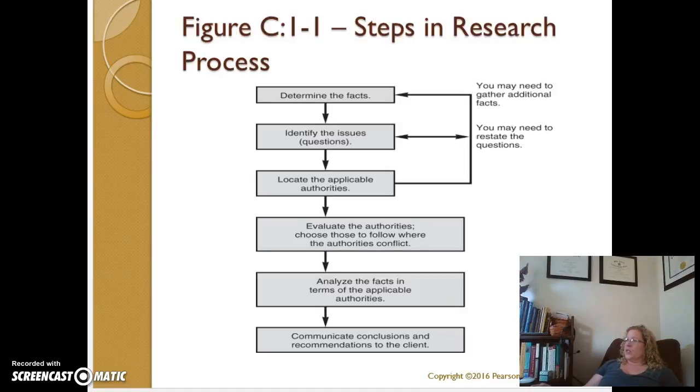The steps in the research process. First, you'll determine the facts. You may need to identify and gather additional information. Next, you'll want to identify the issues or questions, and you may need to restate the questions. Then you'll locate the applicable authorities, evaluate the authorities, and choose those to follow where the authorities conflict. You'll analyze the facts in terms of the applicable authorities, and then communicate your conclusions and recommendations to your client.